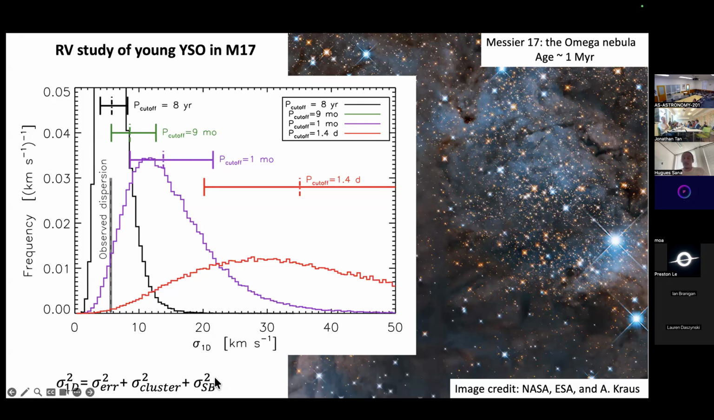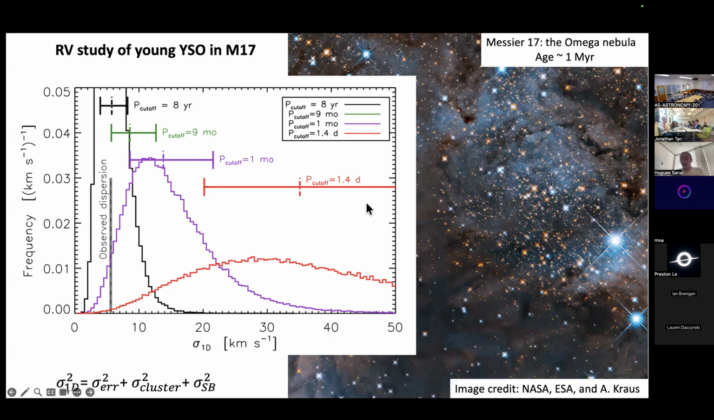And then if you have some spectroscopic binaries that are orbiting, that will add a third component. So for the stars that would be in spectroscopic binaries, there will be a distribution. What we did is different simulations. If you have no short period binaries, what you expect to see is that this contribution is very small and the rest is dominated by the error bars and the cluster. And you should get something like this black histogram.